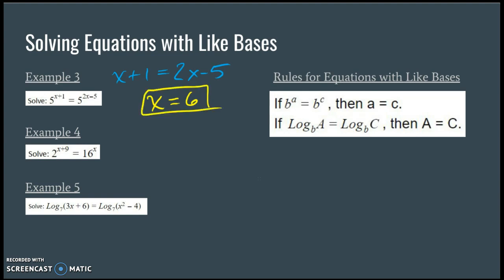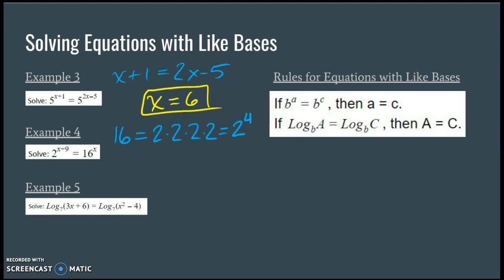In example 4, initially it looks like we can't solve this using the previous method. I do not see like bases. 2 is obviously not the same number as 16. However, we're just working with exponents. So if we can change one base to look like another, it'll make our equation that much easier to solve. And 16 is just a version of 2. It's 2 times 2 times 2 times 2, or 2 to the 4th power.